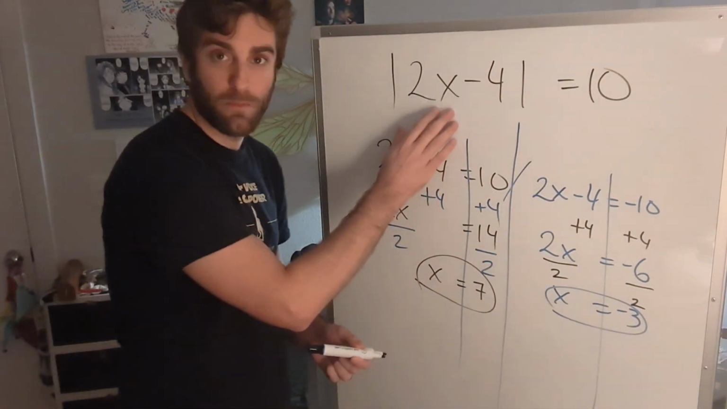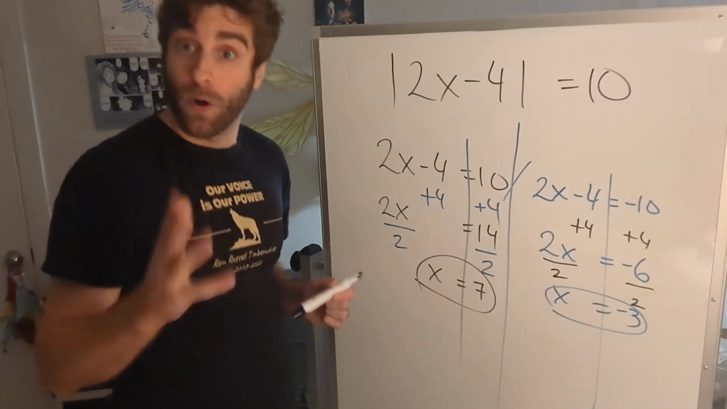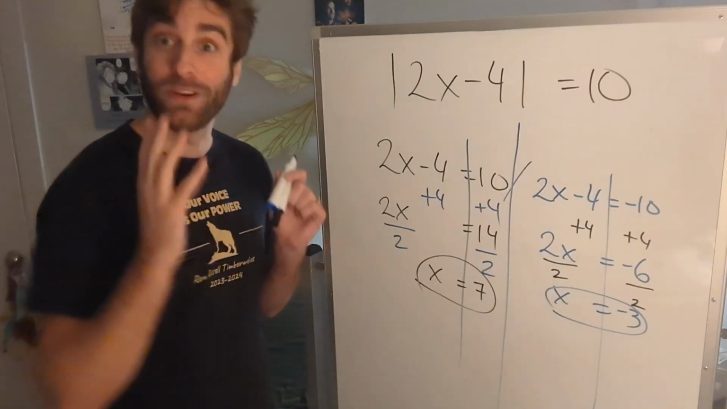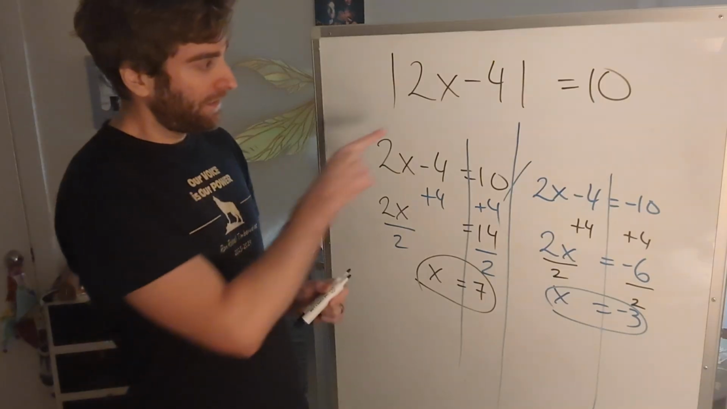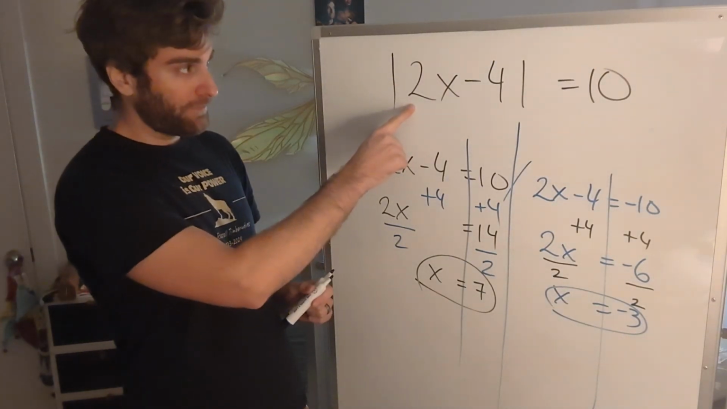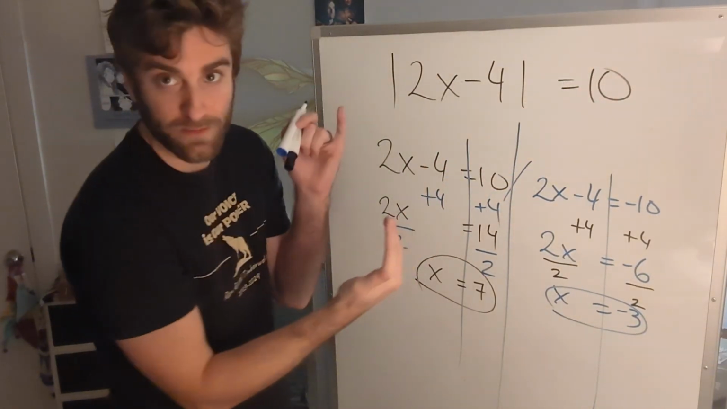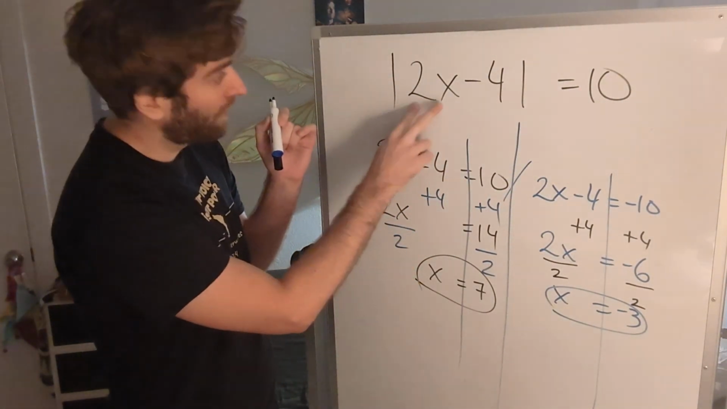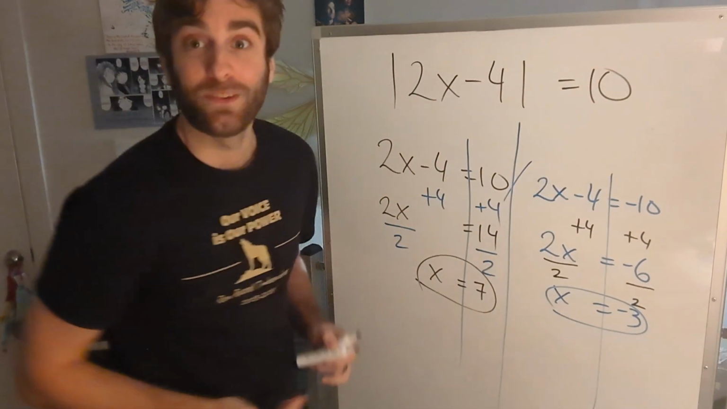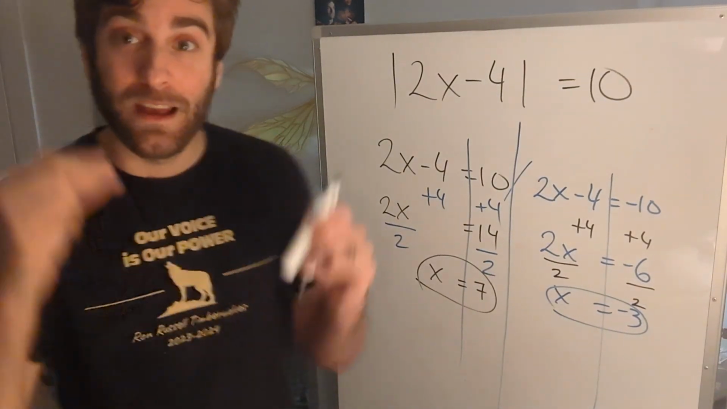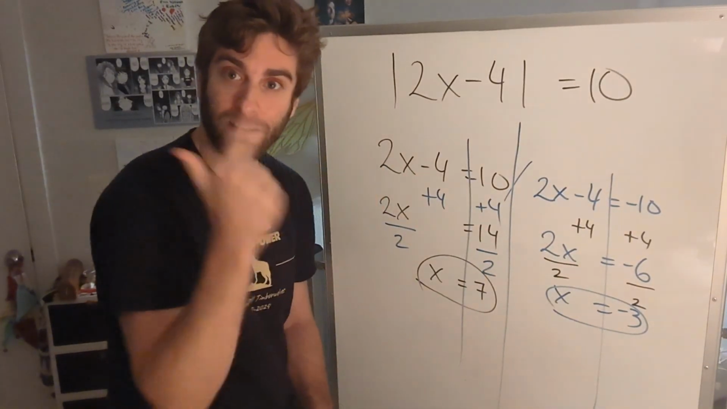So here we go. From our very simple equation, we ended up with 2 different answers. Both answers are the solution, are correct. You need both. You can't just have one. Both of those satisfy this equation. Right? Because 2 times 7, 14 minus 4, absolute value of 10 is 10. Okay? 2 times negative 3 is negative 6 minus 4, negative 10. The absolute value of negative 10 is positive 10. So that's the key, making sure you set up both equations where the answers are positive and negative.